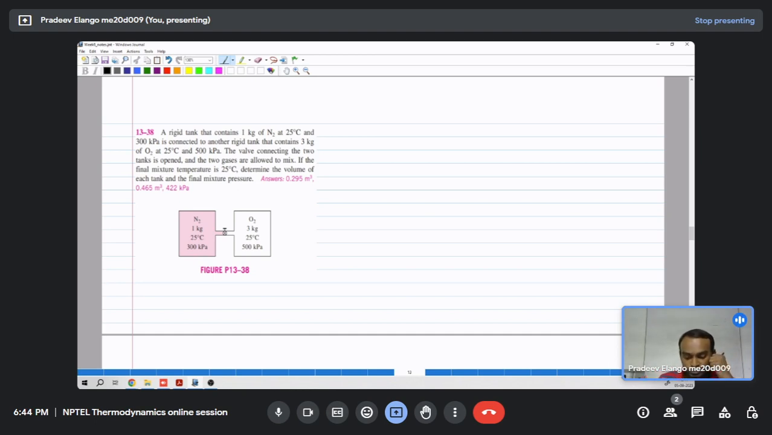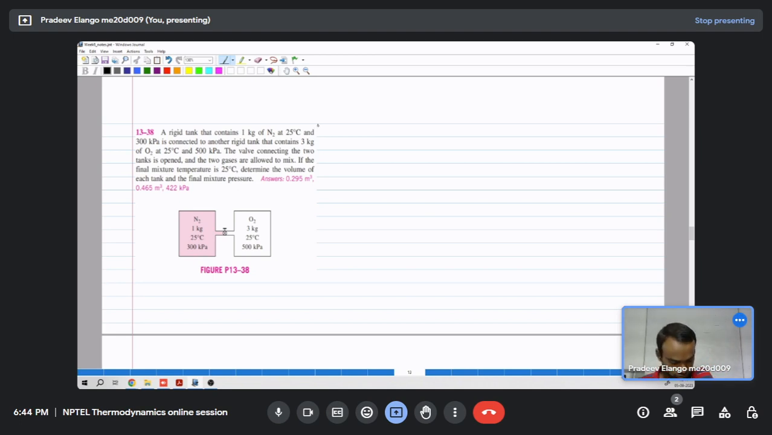Next problem, a rigid tank that contains 1 kg of nitrogen at 25 degrees Celsius and 300 kilopascal is connected to another rigid tank that contains 3 kg of oxygen at 25 degrees Celsius and 500 kilopascal. The valve connecting the two tanks is opened and the two gases are allowed to mix. If the final mixture temperature is 25 degrees Celsius, determine the volume of each tank and final mixture pressure.